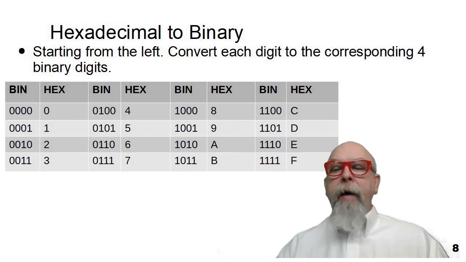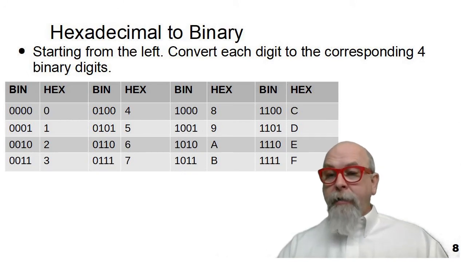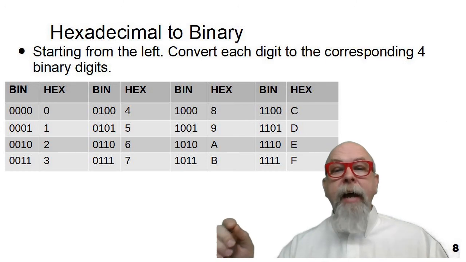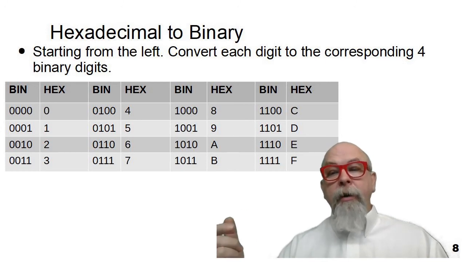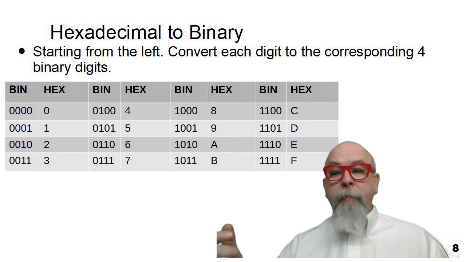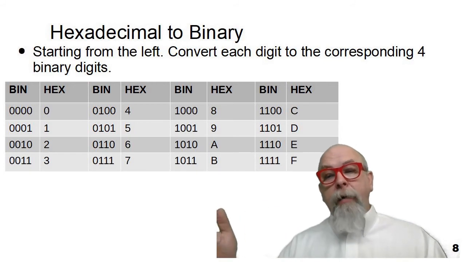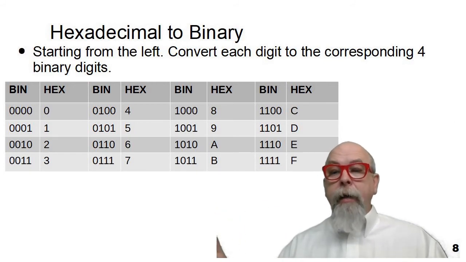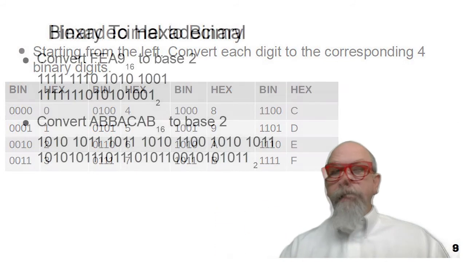Converting hexadecimal back to binary is just as easy. You take each of the hexadecimal digits, convert it to its four bits of binary, and just write them down, right to left or left to right. Really doesn't matter, just be consistent.